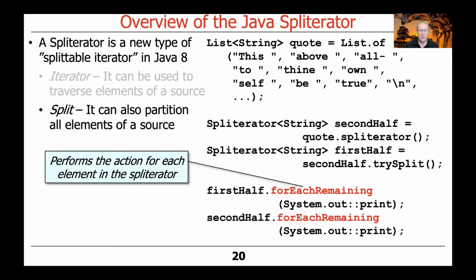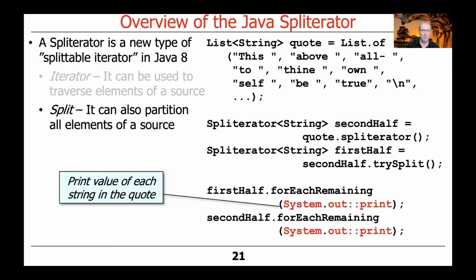What we do then is we use the forEachRemaining method on the spliterator to print out the relevant part of the range of the original collection that it covers. So in this case, firstHalf.forEachRemaining will print the first half of the elements in the quote, which would probably be "this above all thine," and then the second half spliterator will print out all the remaining elements, which would be something like "own self be true," new line. So hopefully that gives you a sense of how this is working under the hood and what iterating means, what splitting means, and so on.